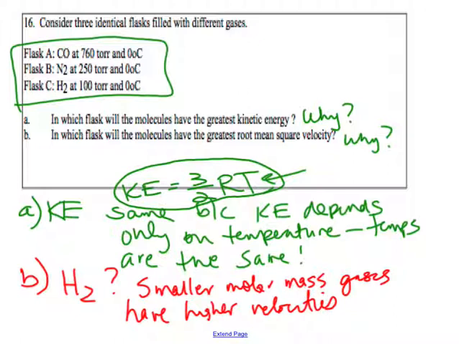Okay? Be careful. I've had students fall into this trap before and say, oh, this is mass. So bigger mass means more kinetic energy, means higher velocity. Ah, no. Again, that is per molecule, not a bunch of things in a container, a whole mole of things. Okay, we're looking at average kinetic energy and average velocity.